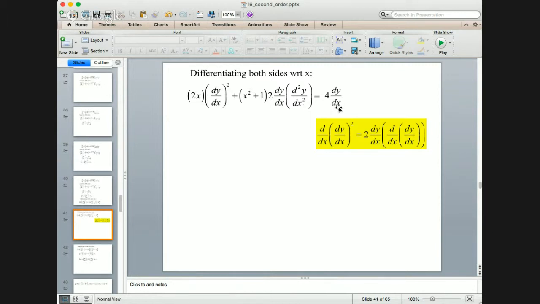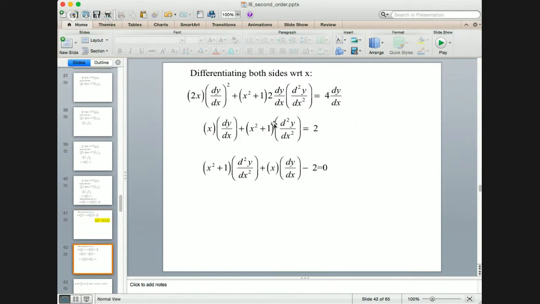Right hand side also gets differentiated to 4 times dy by dx. And then we are almost done. You just have to simplify, so you can divide both sides by 2 times dy by dx and rewrite, simplify so that it looks like the expression that you've been asked to prove and establish.